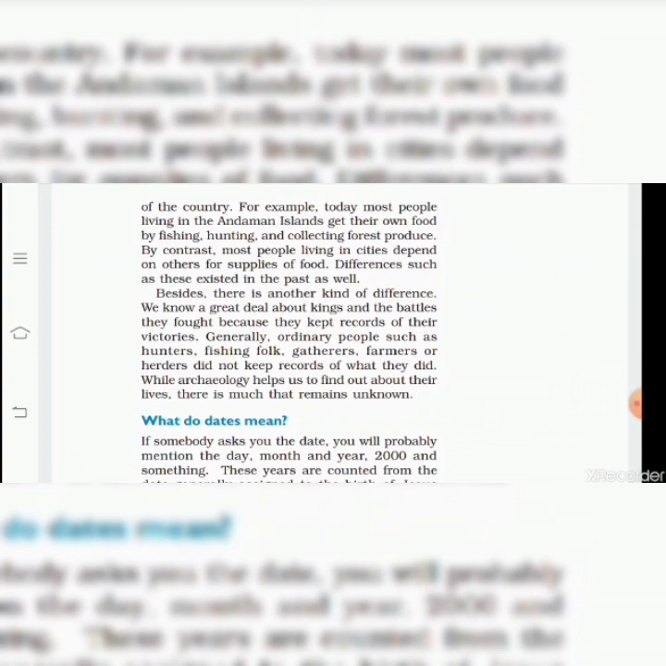supplies of food. We know about the kings and their victories because of the inscriptions, but for ordinary people, archaeology helps us to know about the life of the people, how they lived, what they ate, what festivals they celebrated, all the cultural and social as well as economic life.